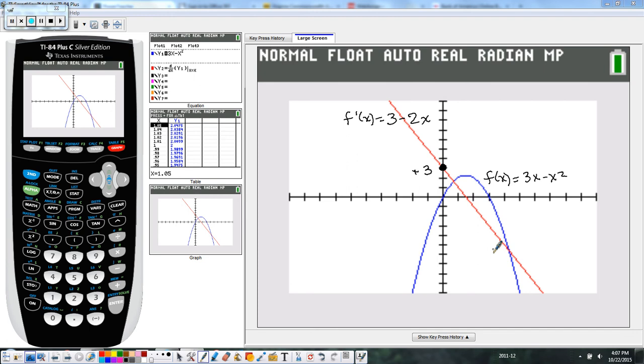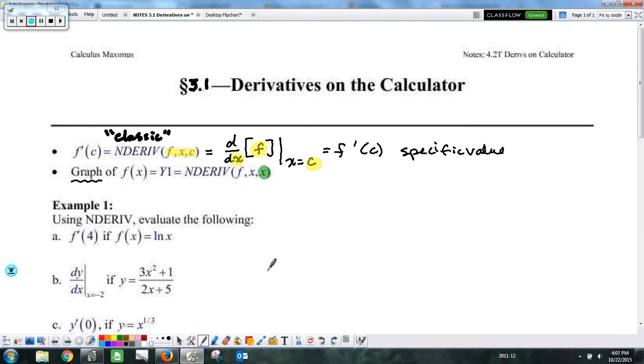So while the calculator will not give us this formula over here, what it will do is graph a derivative for you. And this is actually something nice as you're learning how derivatives are related to their original functions. What you want to do is play around with the calculator and work with it.